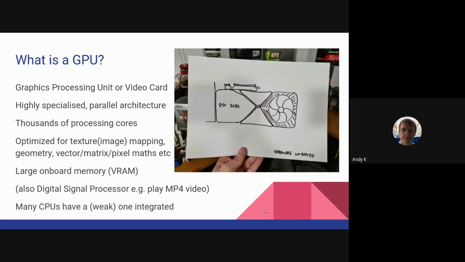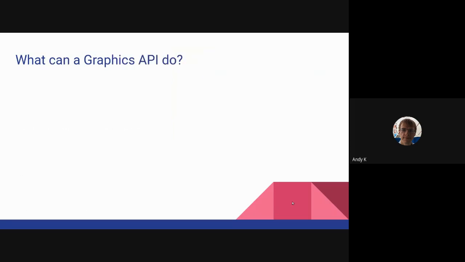And here's what a GPU looks like, if anyone's curious. A lot of paper launches these days. Don't quite get what's going on there. So what can you actually do with a graphics API?